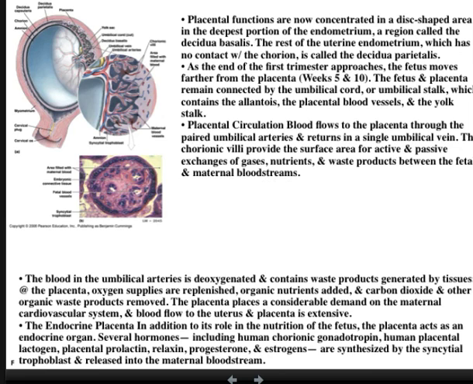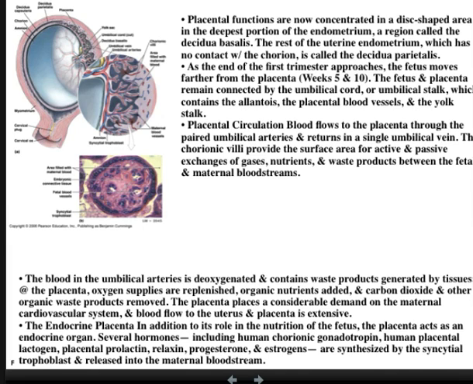Placental functions are now concentrated in the deepest portion of the endometrium, and that's the decidua basalis. The rest of the uterine endometrium is called the decidua parietalis. We've already discussed this. The blood in the umbilical arteries is deoxygenated and contains waste products generated by tissues and at the placenta. Oxygen supplies are replenished, organic nutrients are added, and carbon dioxide and other organic waste products are removed.